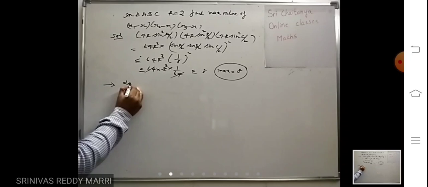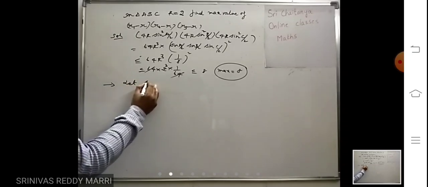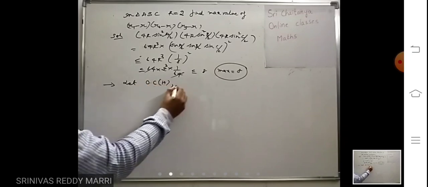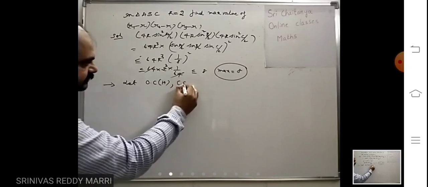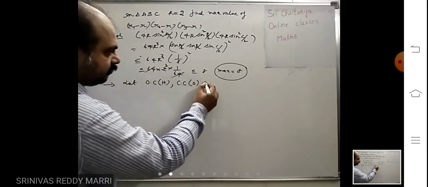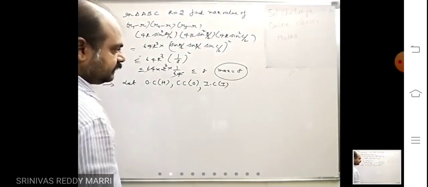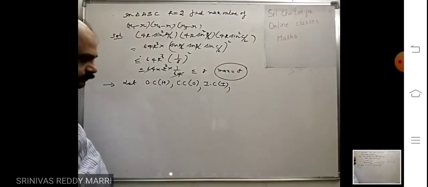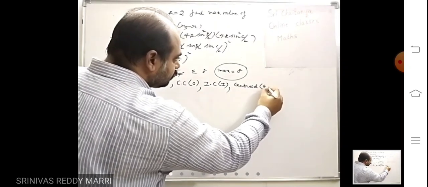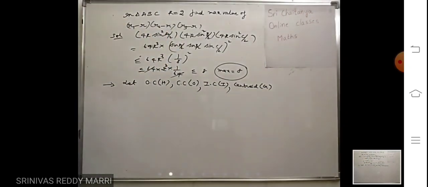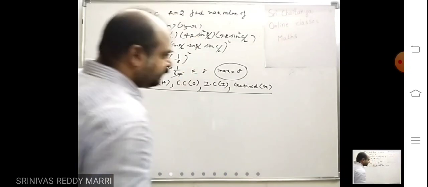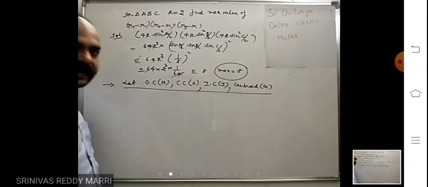Let orthocenter H, circumcenter O, incenter I, centroid G. So let us say these are the points. I will denote orthocenter, circumcenter, incenter, centroid like that.